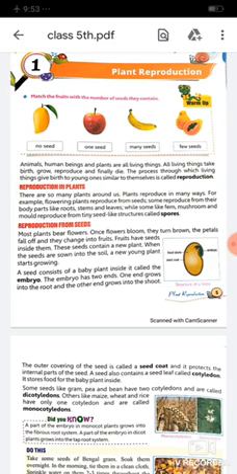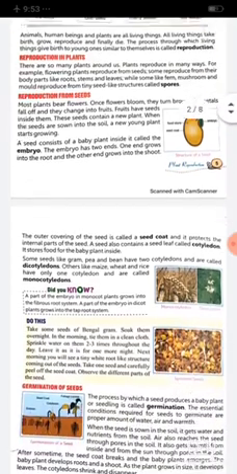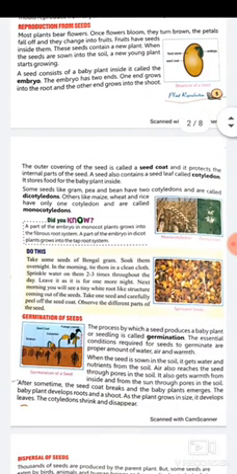Okay? The embryo has two ends. One end grows into the root and the other end grows into the shoot. The outer covering of the seed is called the seed coat. Children, what is the meaning of seed coat? What is the work of seed coat? I'll tell you.